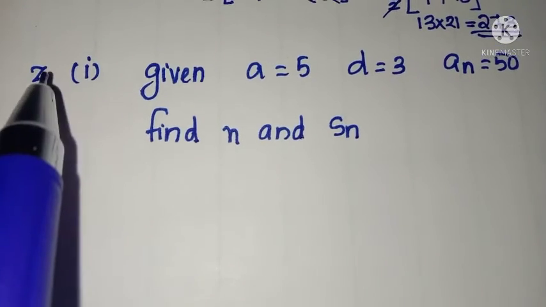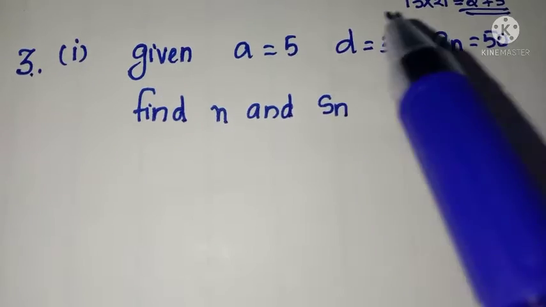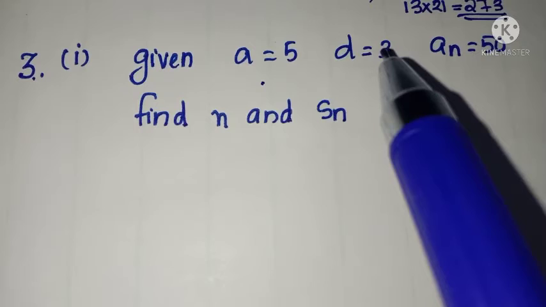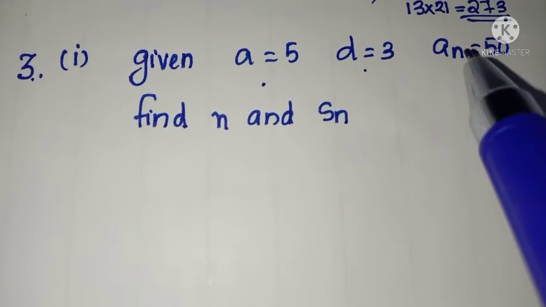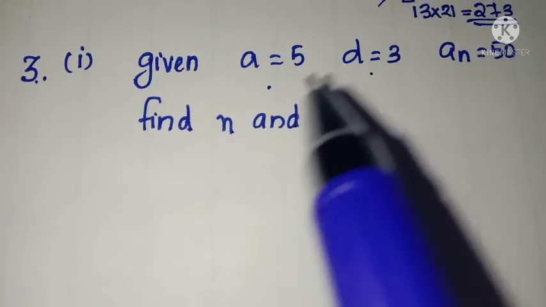Third question, first sub question. Listen here, some data are given. We want to find the required terms. First term is given, common difference is given, an is given. We want to find n and Sn.